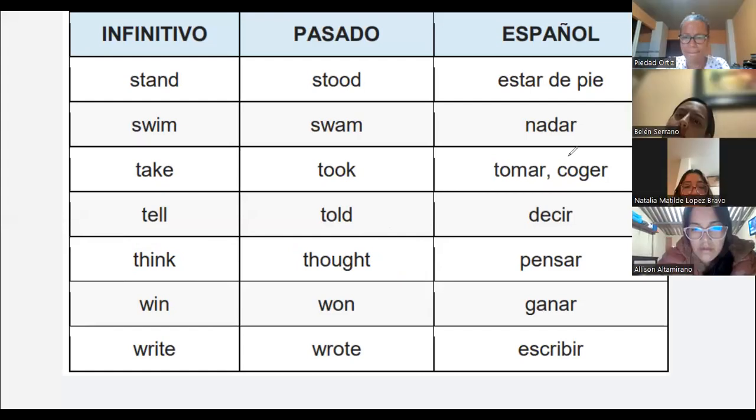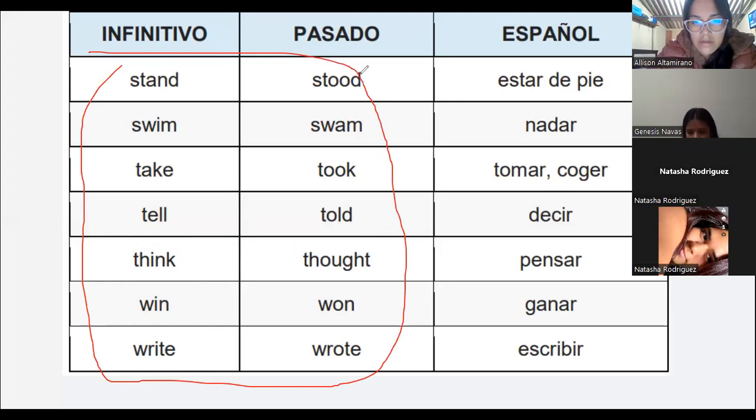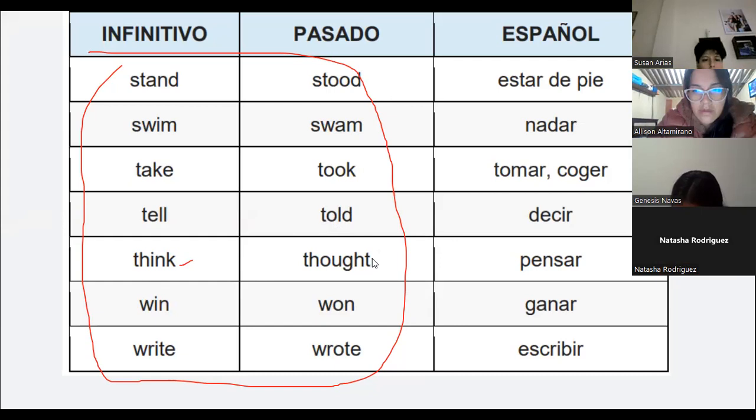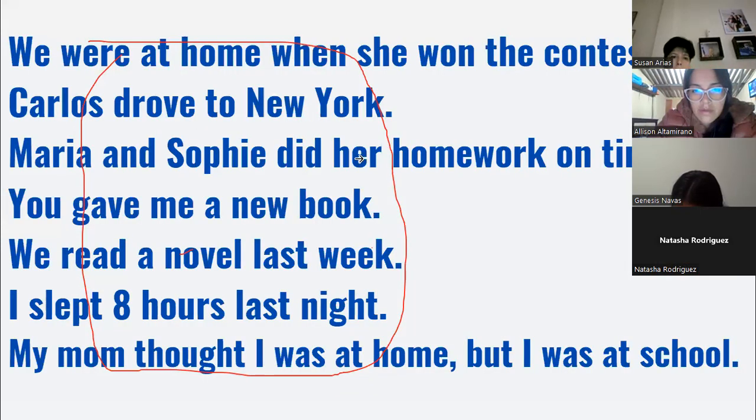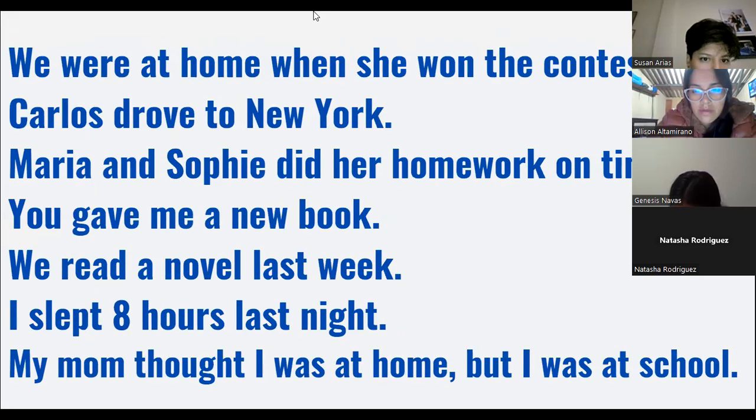Okay, so this time I'm going to have Natasha. Can you please read the verbs that we have in this part? Stand, stood, swim, swam, take, took, tell, told, think, thought, win, won, write, wrote. Write and wrote. Very good. In here we have think, and in here we have thought.